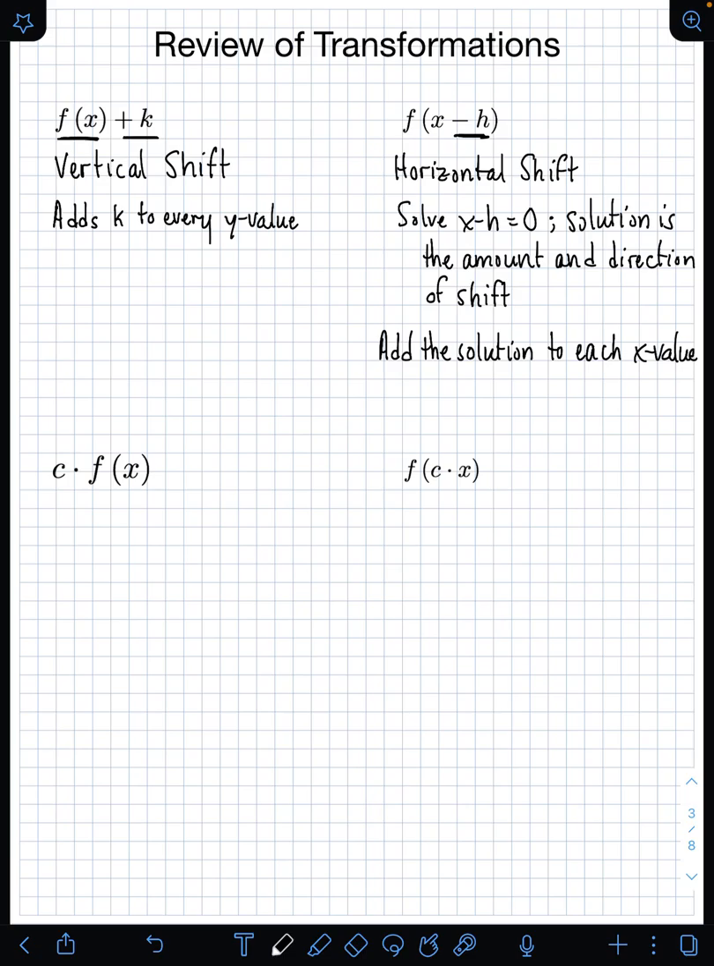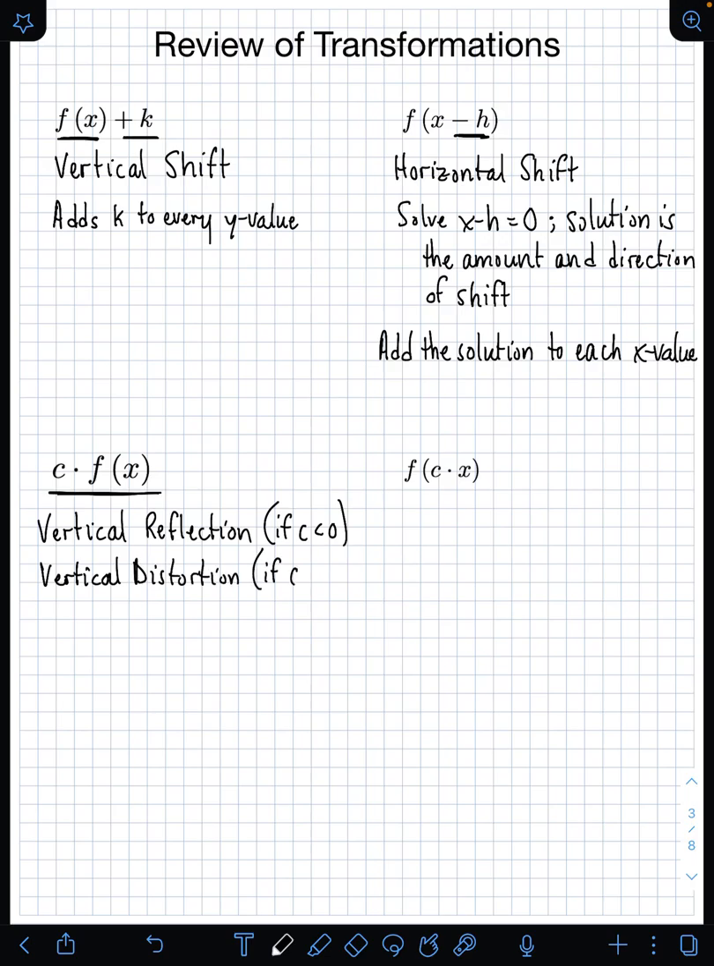Multiplication causes one of two things: a reflection and/or a distortion, depending on the different values there. So this c times f of x, in this case we have, again, our function doing what it does and producing its output, and then we have a multiplication afterward. So that's going to affect the y-coordinate of every point. So this is a vertical reflection if c is negative, and it's going to cause a vertical distortion if c is anything other than positive or negative 1.